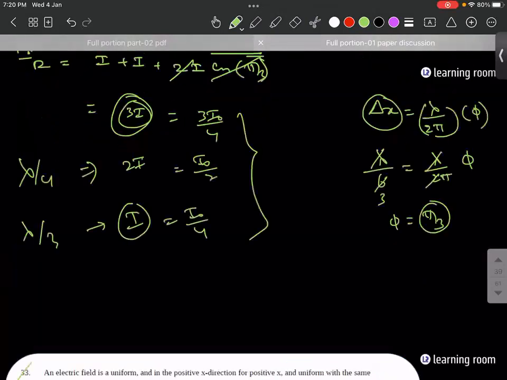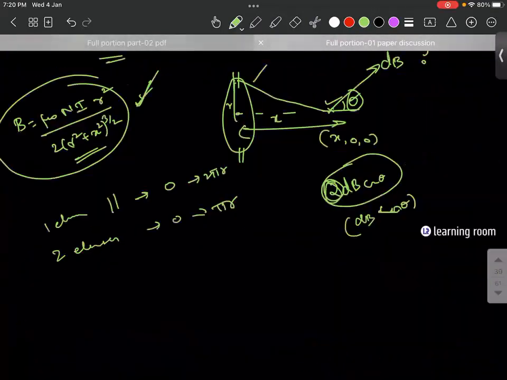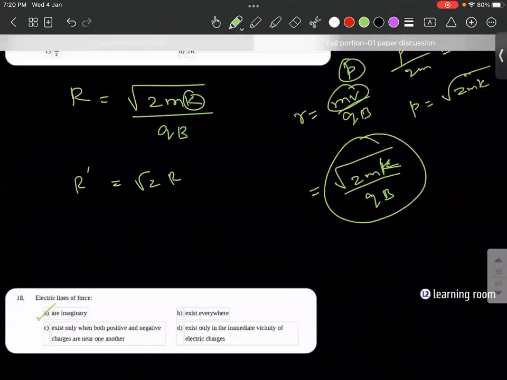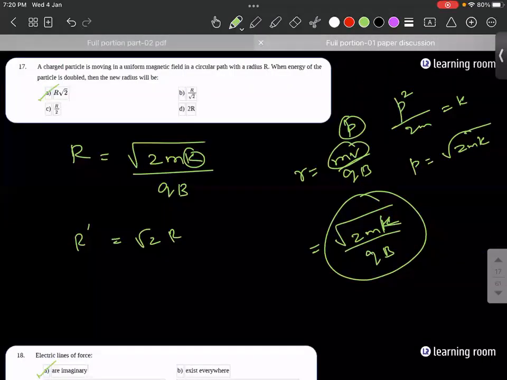Sir, the momentum you told, right? The p square. Sir, p square by 2m, this is one of the derivations, right? Small derivation. Yeah, this is from your mechanics, the classical mechanics.